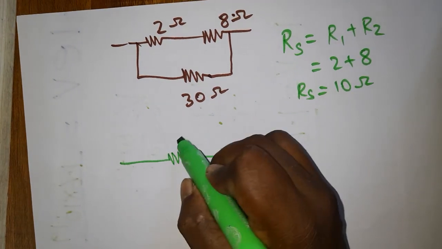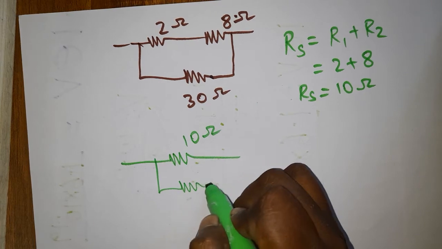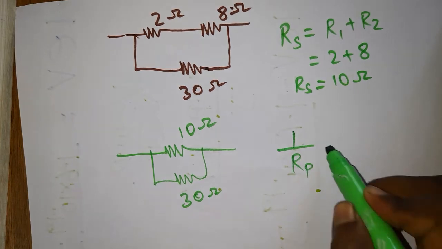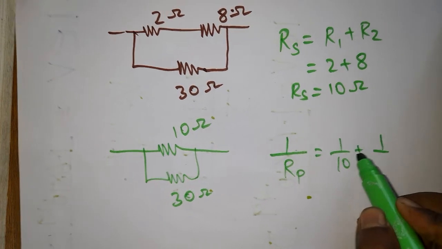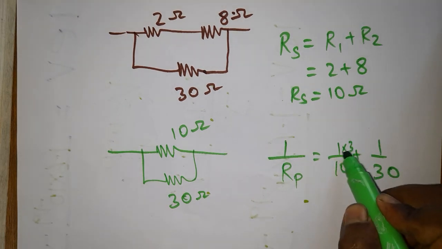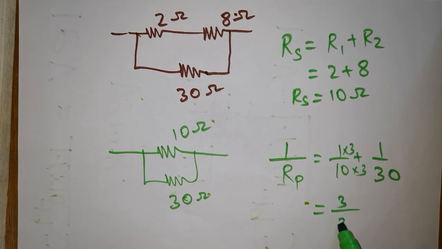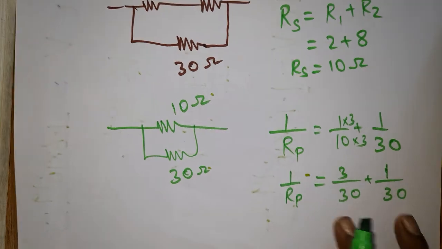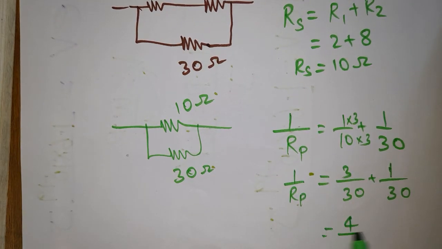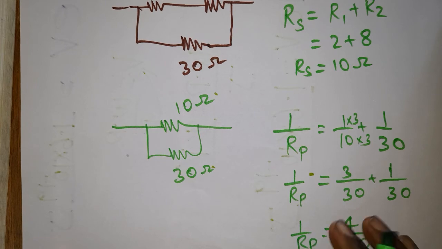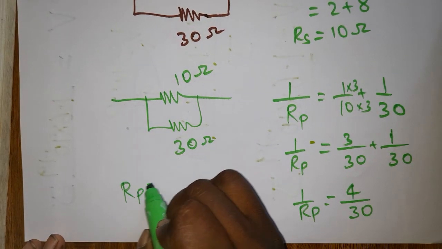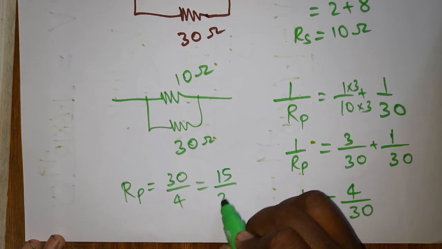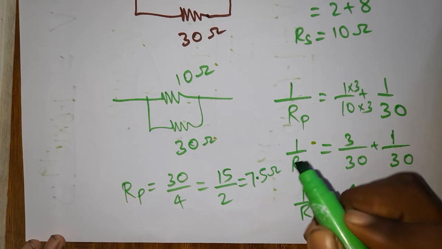So now this is going to be 10 ohms and this is going to be 30 ohms. Now these two are in parallel. So 1 by Rp is 1 by 10 plus 1 by 30. Numerator 3, denominator 3: 3 by 30 plus 1 by 30 is equal to 1 by Rp. That gives 4 by 30. So Rp is equal to 30 by 4, which is 15 divided by 2. What is 15 divided by 2? 7.5 ohms. Okay. Thank you.